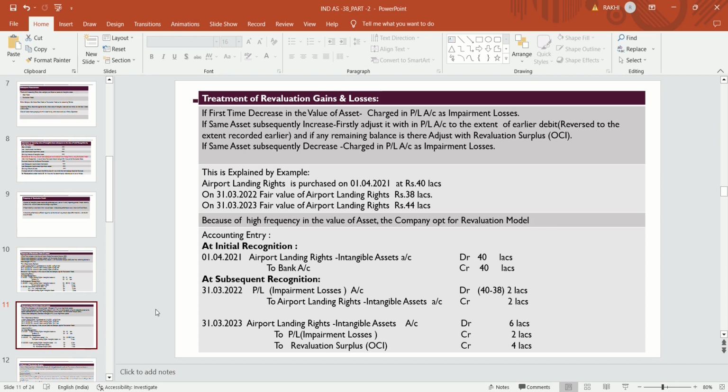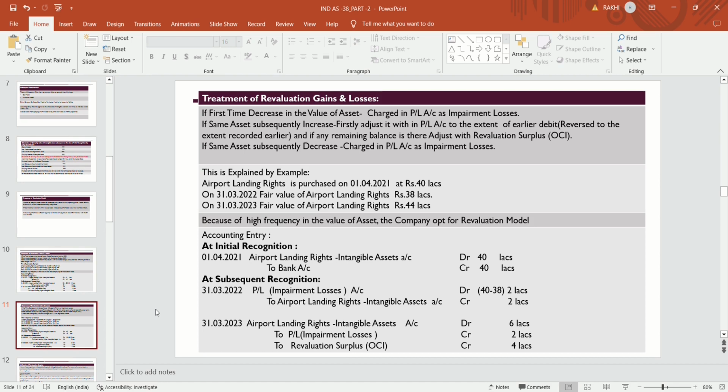Airport landing right is purchased on 1st April 2021 for rupees 40 lakhs. On 31st March 2022, the fair value of the airport landing right is rupees 38 lakhs, and on 31st March 2023, the fair value of the airport landing right is 44 lakhs. Because of high frequency, the company has opted for the revaluation model. At initial recognition, the accounting entry will be as on 1st April 2021. The company has purchased the airport landing right.